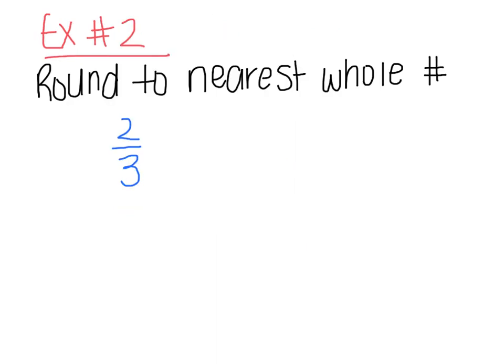Example number 2, they want us to round it to the nearest whole number. And again, we use comparing it to a half. So I know that a half of 3 is 1.5, because 1.5 plus 1.5 equals 3. And my numerator is 2, which is a little bit bigger. So that means 2/3 is a little bit bigger than a half. So it's going to round up to 1 whole.